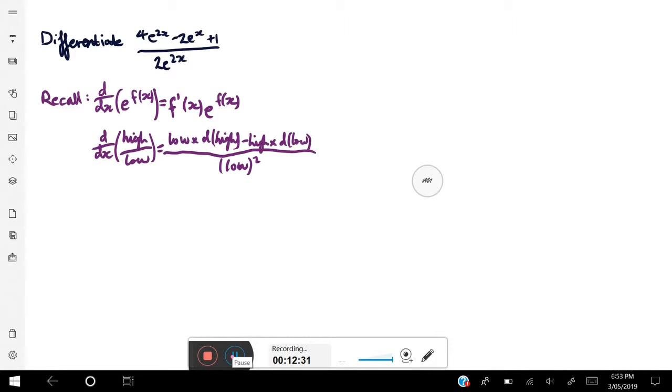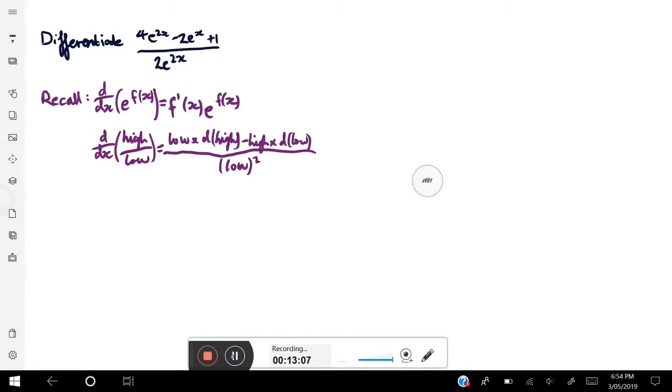For this question, differentiate 4 times e to the 2x minus 2 times e to the x plus 1 over 2 times e to the 2x. So when you look at this and you see it's a fraction, the first thing you should be thinking of is quotient rule. If you don't remember that, I have it written right here in recall. The second one you see here, d dx of high over low, so that's quotient rule. If you don't remember, it's just written there. So low d high minus high d low over low squared.